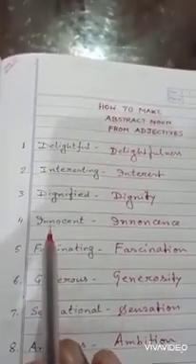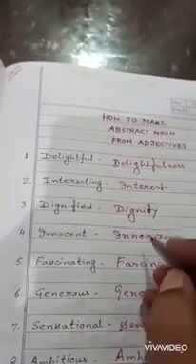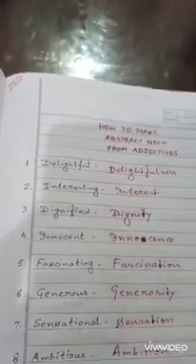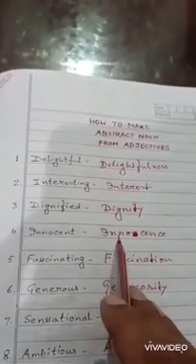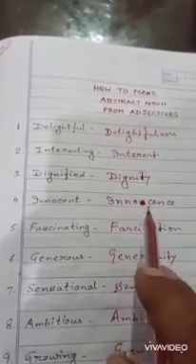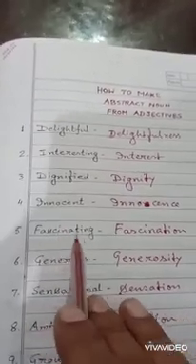Now the fourth word is innocent. So what will be the abstract noun of innocent? Innocence. Innocence.